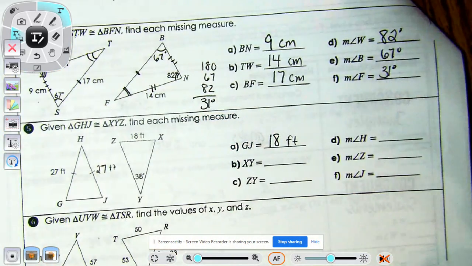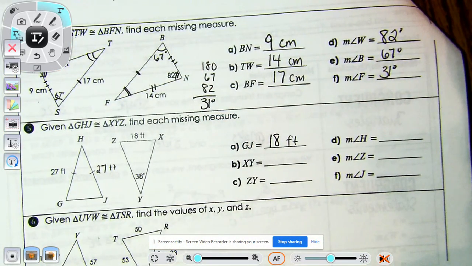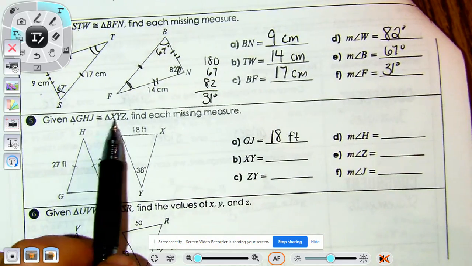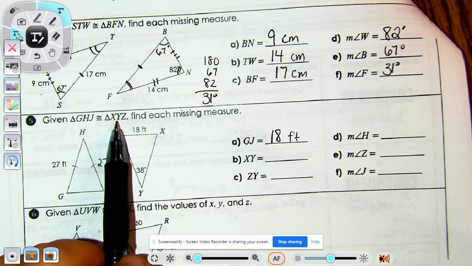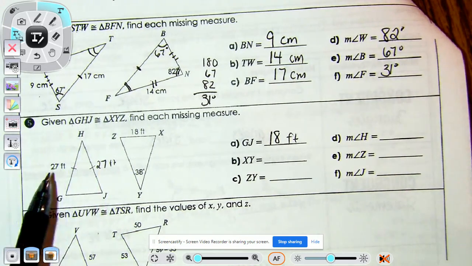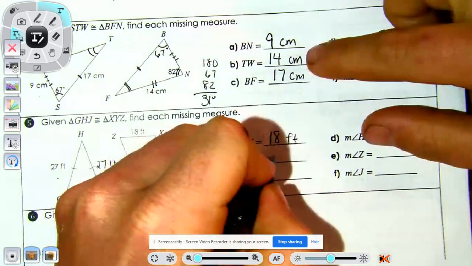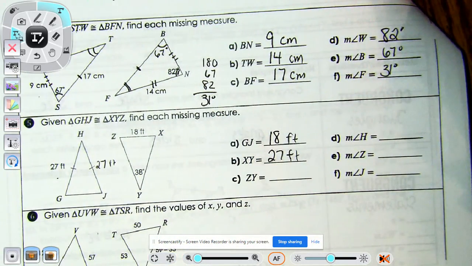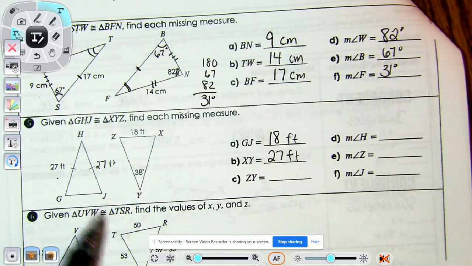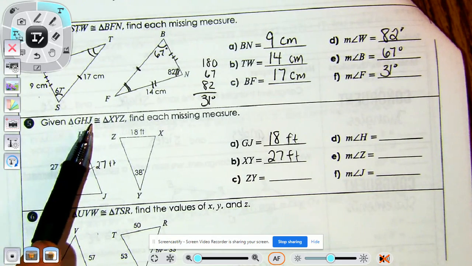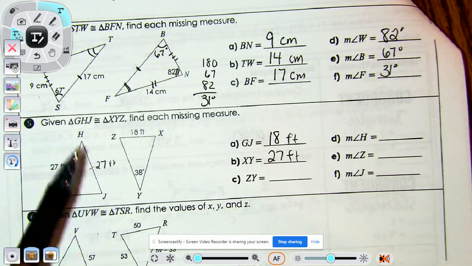The next one they asked me about is XY. Well, XY was the first and second letter in this congruency statement. Follow that pattern, GH. And over here, I know that GH is equal to 27. Since they're congruent, XY is equal to 27. And last but not least, they asked me about ZY. That was the third and second. Follow the same pattern, JH. Over here, I know that JH was equal to 27, so ZY is going to be equal to 27 feet as well.